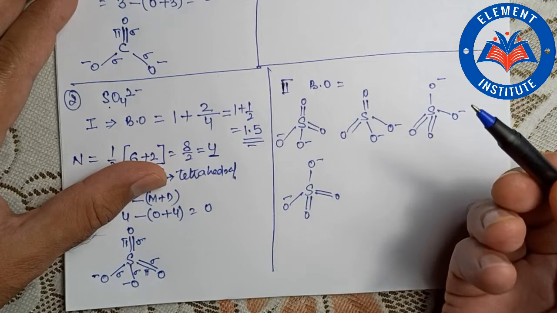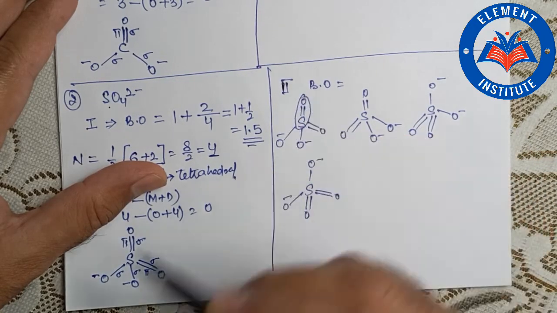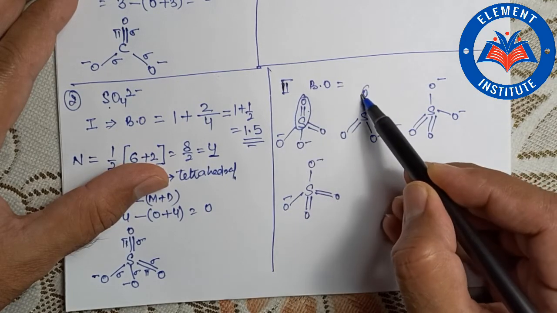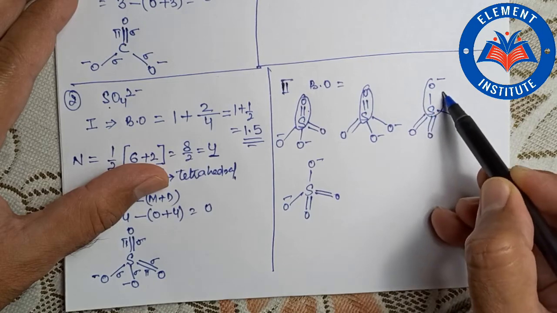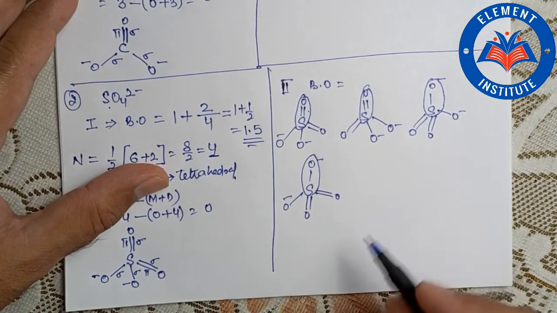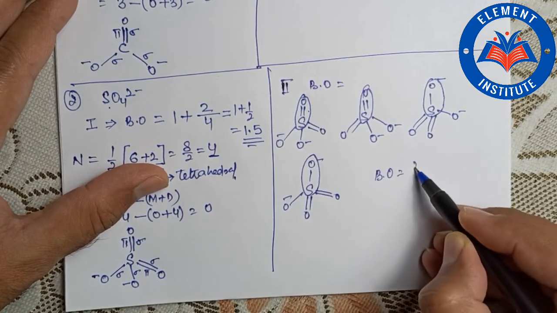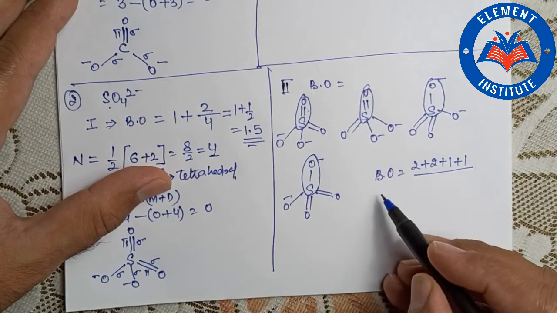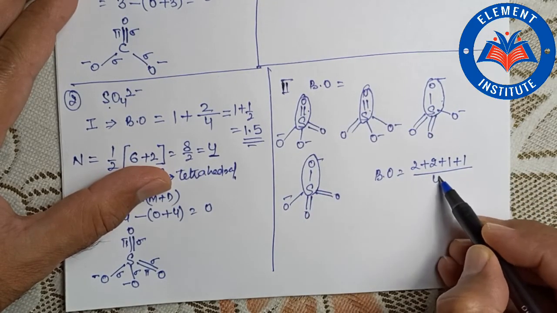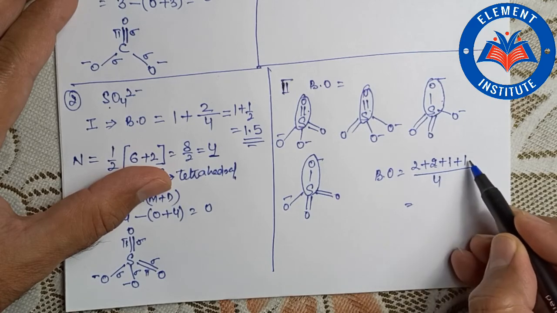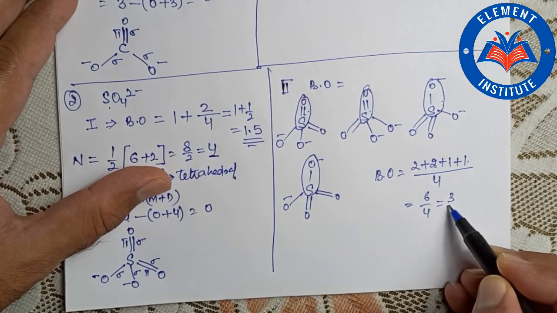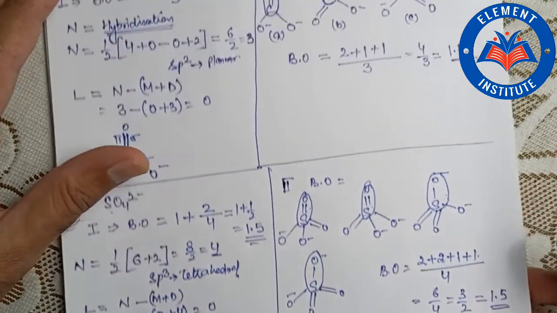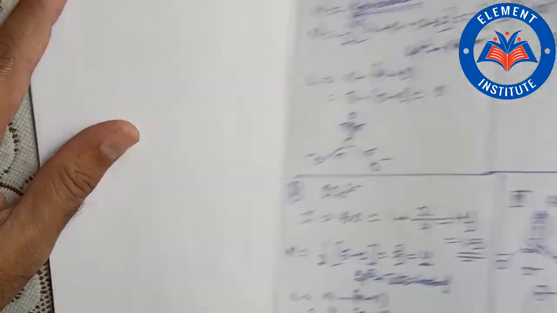So take any two atoms. I am going to take these two atoms. So how many bonds are there? 2. In this case again 2. In this case it is 1, and in this case it is 1. So the bond order will be 2 plus 2 plus 1 plus 1 divided by the total number of resulting structures. So 2 plus 2 is 4, 5 and 6, 6 by 4, that is 3 by 2, which is equal to 1.5. Okay, so you can take any number of examples.